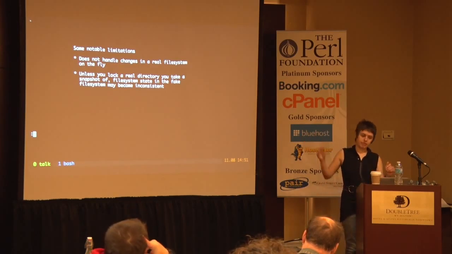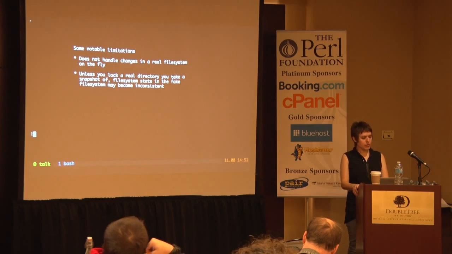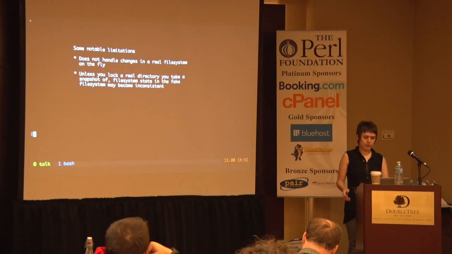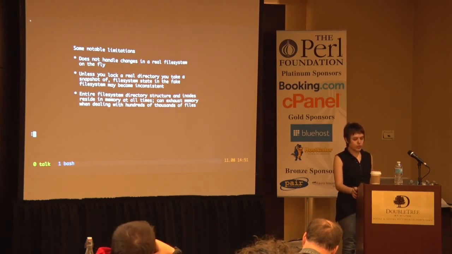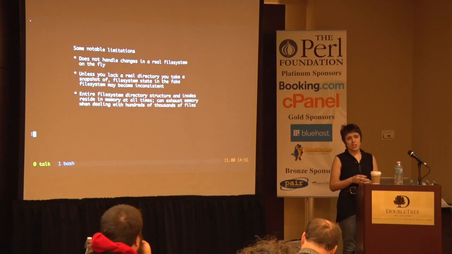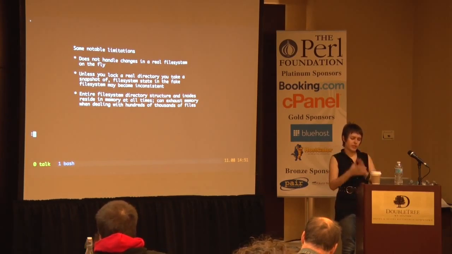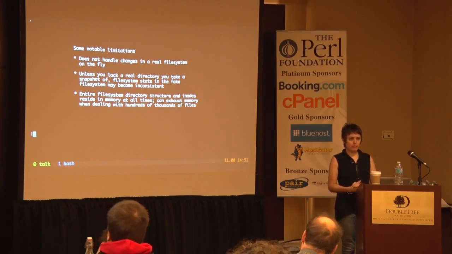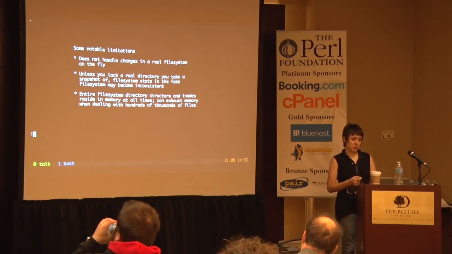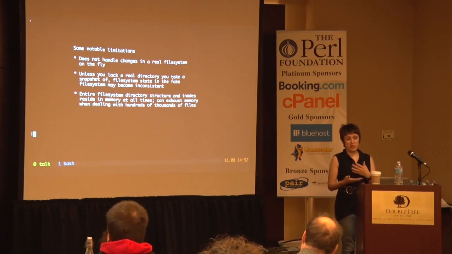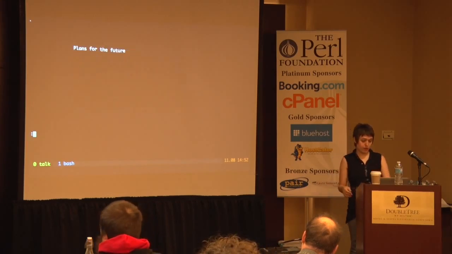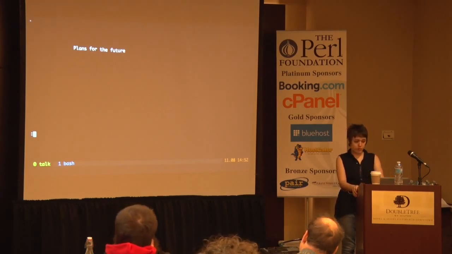And of course, as I just mentioned to you guys, unless you lock a real directory, you take a snapshot of file system state, and the file system might become inconsistent. And of course, the entirety of the file system structure exists in memory in the Perl process at all times. If you're dealing with hundreds of thousands of inodes, directories, files, whatever, you're going to exhaust your memory at some point, especially if you're running on a small server that has maybe 256 megs of RAM, or a VPS, or what have you. Now, I do have some plans for the future.